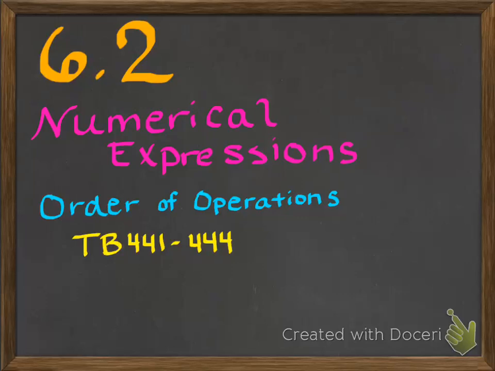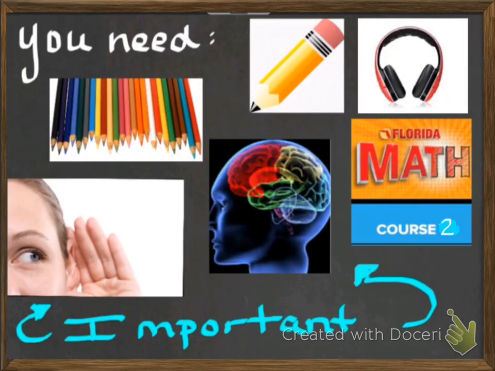Hi there, and welcome to Chapter 6, Section 2, Numerical Expressions, which is also about order of operations. This is going to start on textbook page 441 and go through textbook page 444. You should be in your Volume 2 textbook now, so that brings me to this second little slide here.